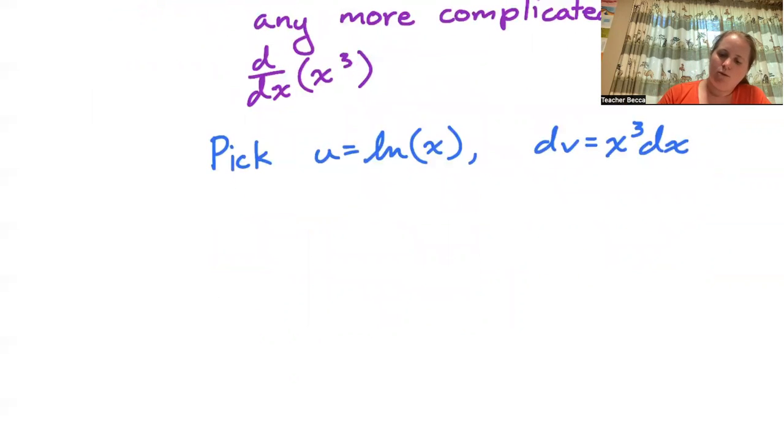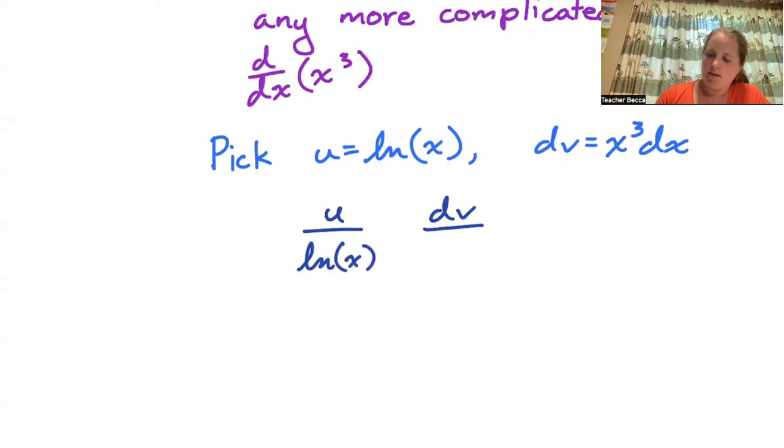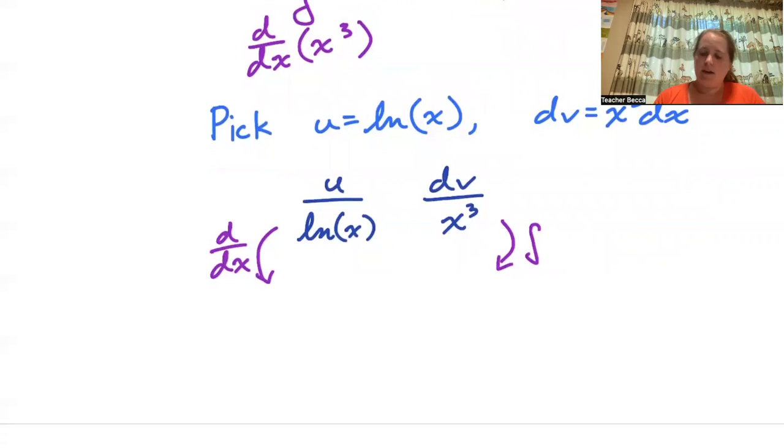So if we make our table, we have natural log of x for u, x cubed, technically dx, for our dv. We differentiate down the left, integrate down the right. Differentiating natural log x, we get 1 over x. Integrating x cubed, we wind up with 1/4 x to the 4th. Now notice if we multiply these, we get a rather simple product. So we are just going to stop here.